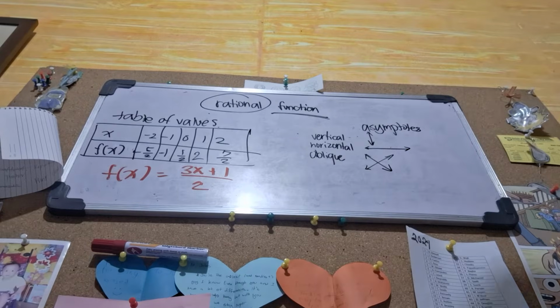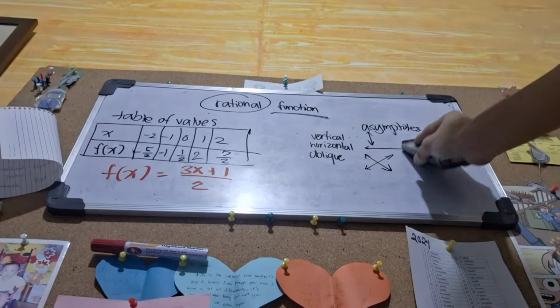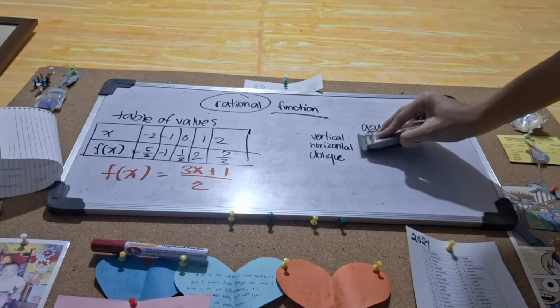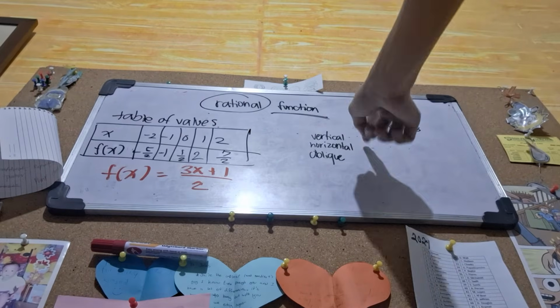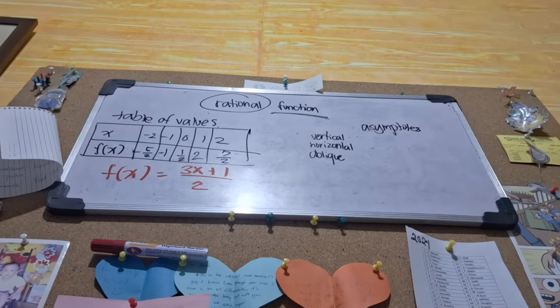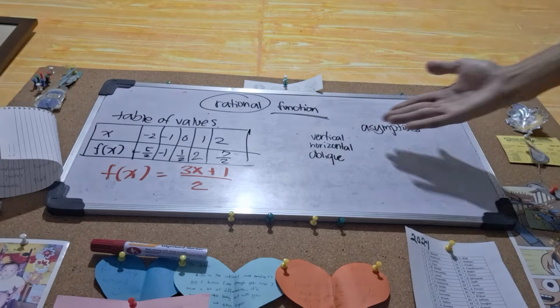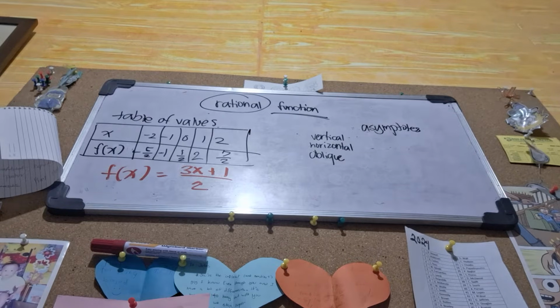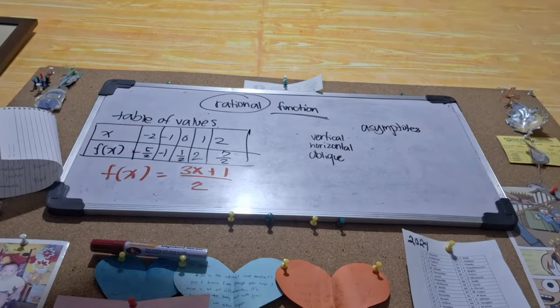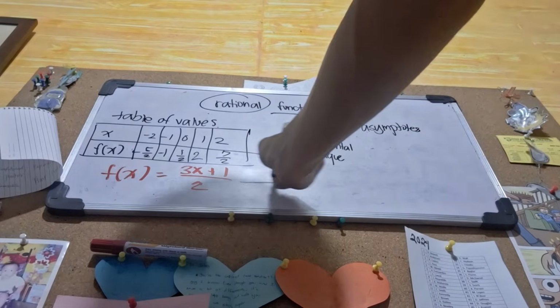So now we have to find all of these three asymptotes, because you always have these three, no matter what rational function you have. So the first thing you have to do is take our function. We just copy it.